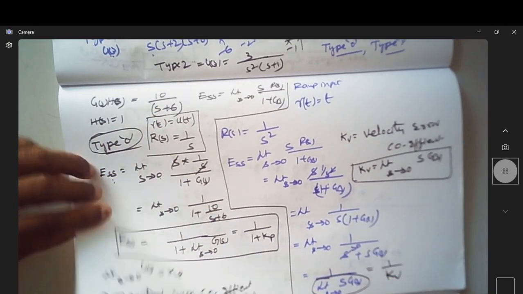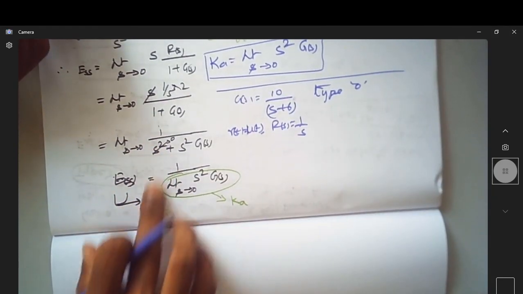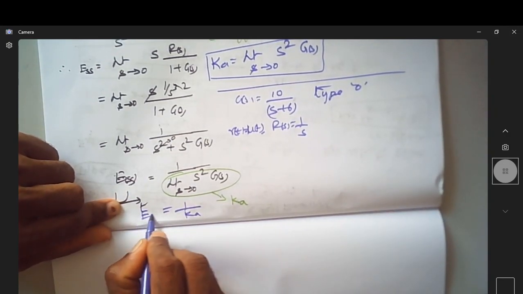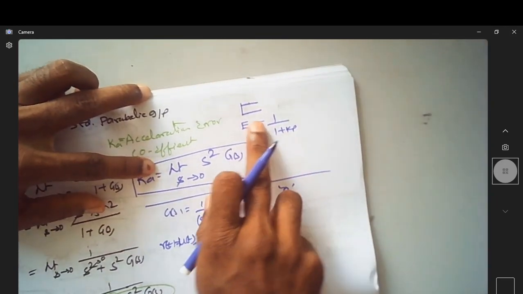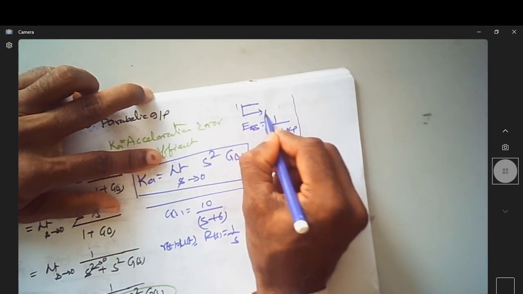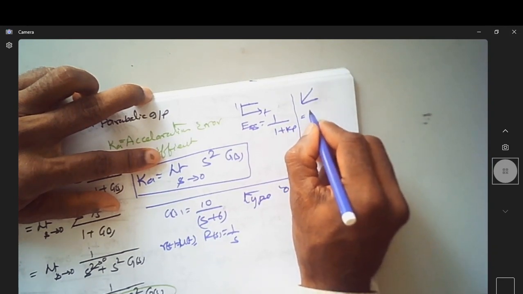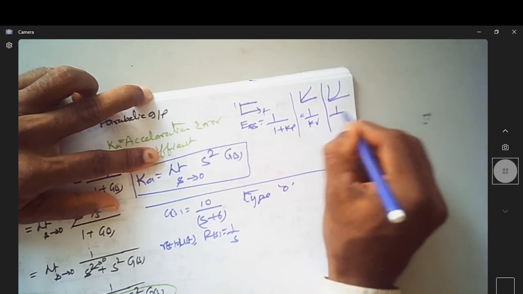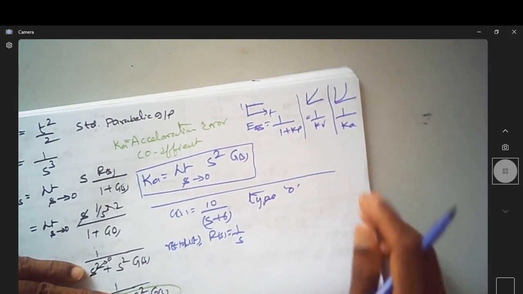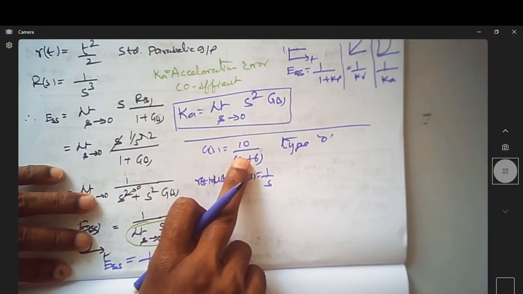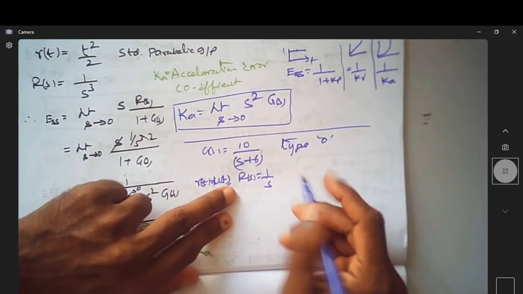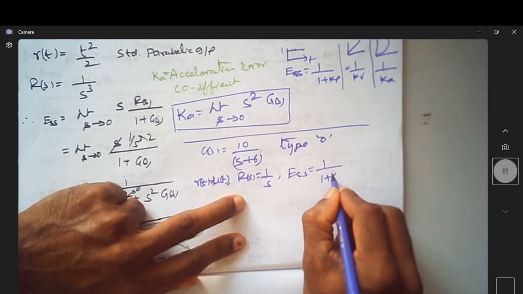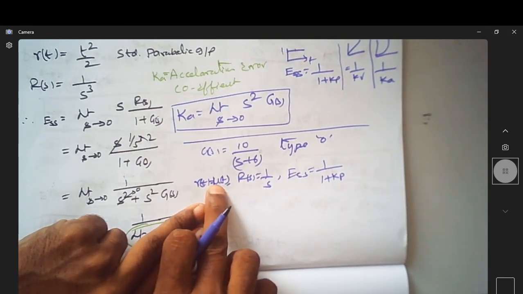This is what ESS is for a step input. For a ramp it is 1 over KV. For a parabolic it is 1 over KA. So when it is a unit step, it is 1 over 1 plus KP; if it is a ramp, it is 1 over KV; if it is parabolic, it is 1 over KA. Since it's a type 0 system, the input is a unit step. So ESS is 1 over 1 plus KP, because it's a unit step input.